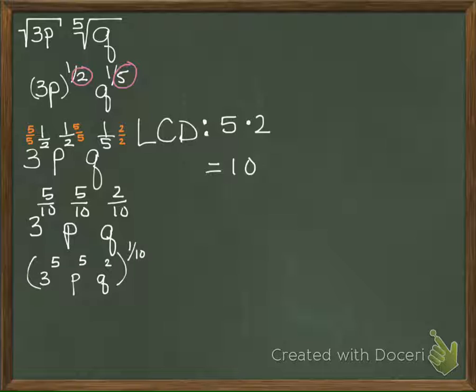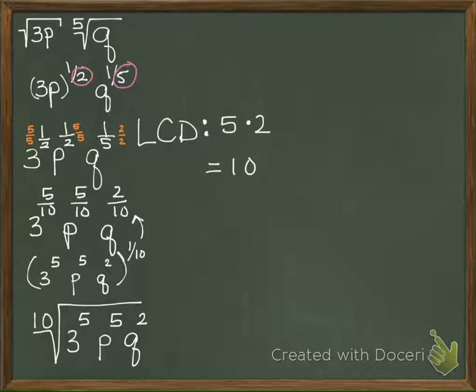Remember, if I go across a parenthesis, I do a product. So a parenthesis is a product. So I would multiply these together as I moved it back in to end up with the same thing that I have here. Writing it as a radical, I have the 10th root of 3 to the 5th, p to the 5th, q to the 2nd.